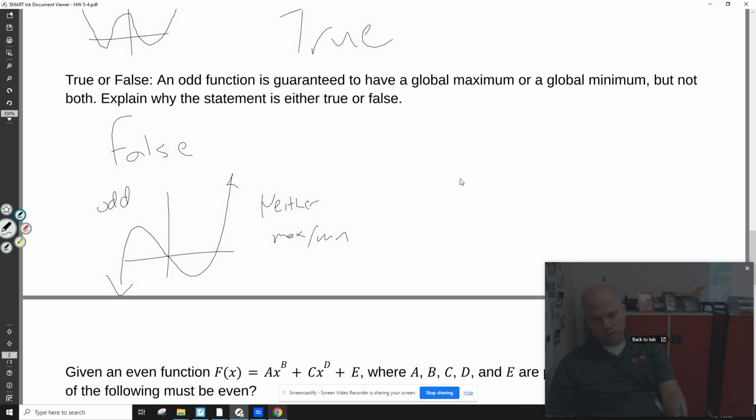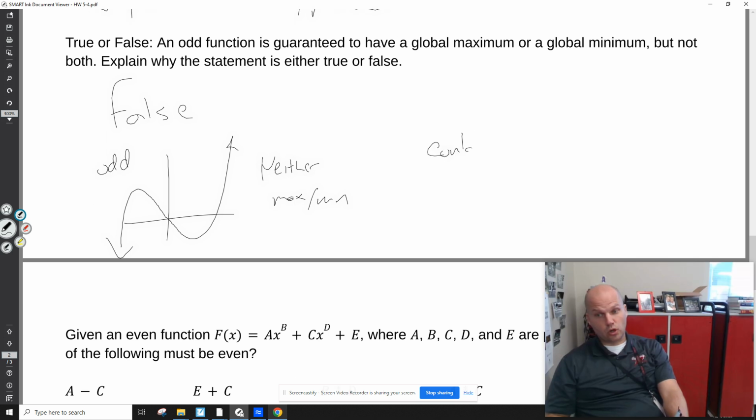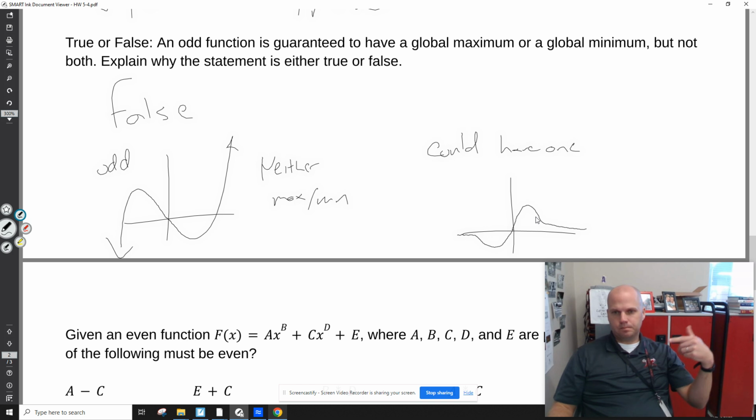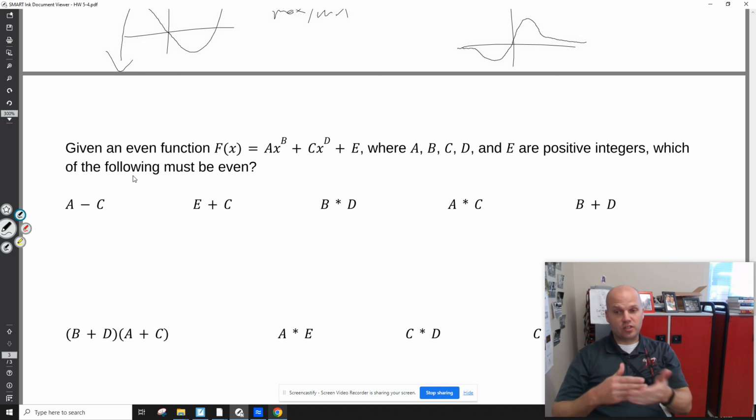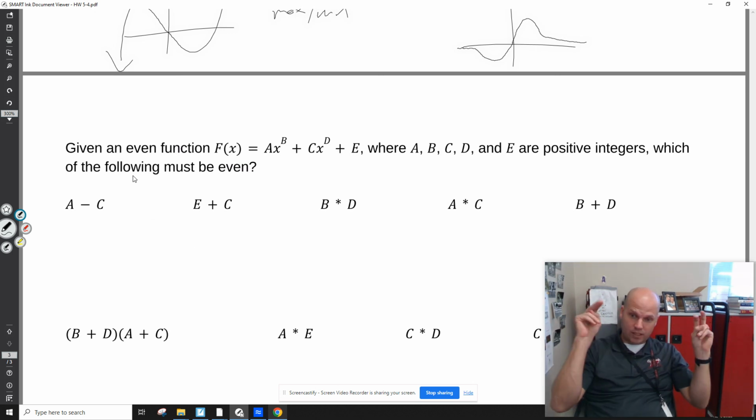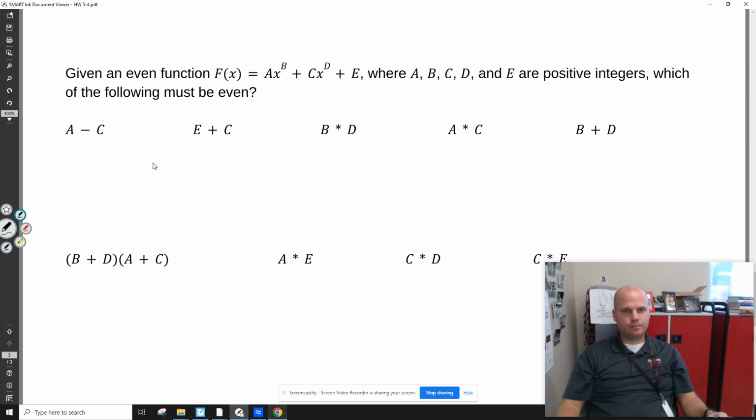However, and we did this in the notes, you could have one, but you're not guaranteed to have one. Here's an example of an odd function that has both a global max and a global min. That's odd. So it's possible to happen, but no, it's not guaranteed. Even functions are guaranteed to have global maxes and global mins. Odd functions, if you have a relative max on one side, you'll have a relative min on the other side. All right, let's do some fun number stuff.